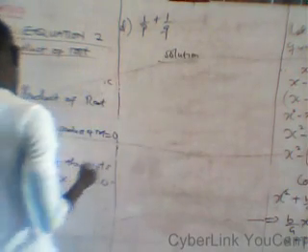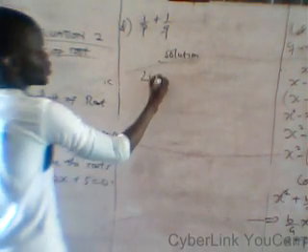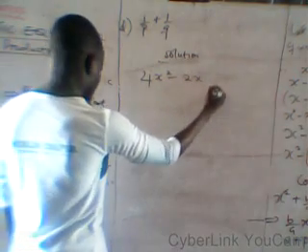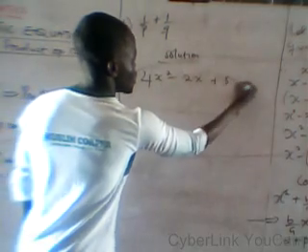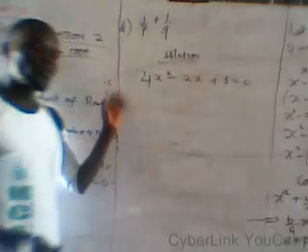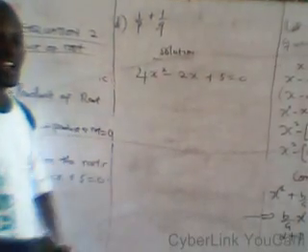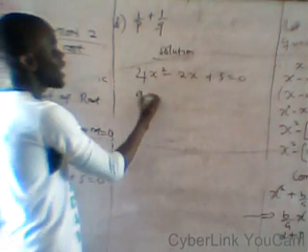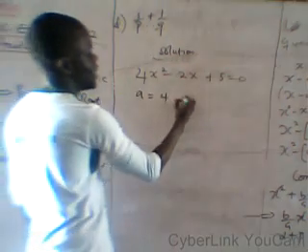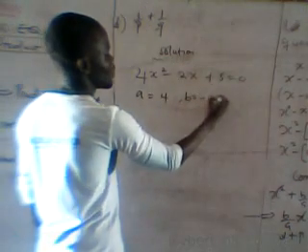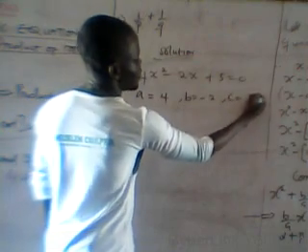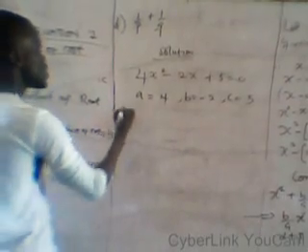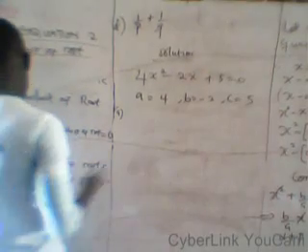The equation is given as what? 4x squared minus 2x plus 5 equals 0. Just compare this equation to the general quadratic equation ax squared plus bx plus c equals 0. You will see that our a is 4, then our b equals minus 2, our c is what? 5. And the first question is sum of roots.